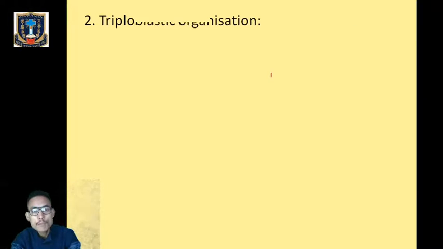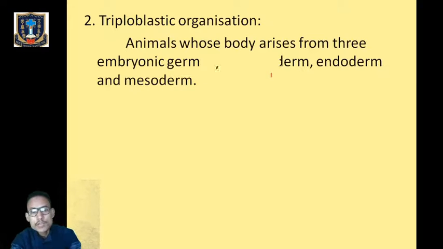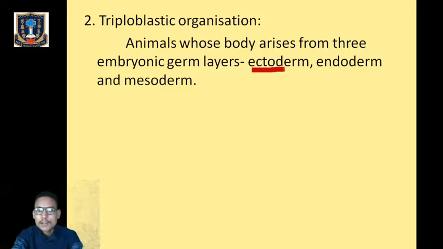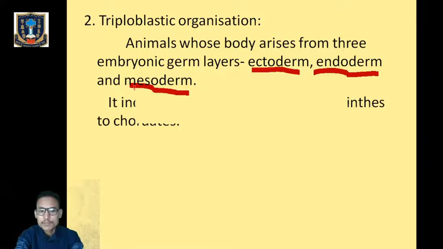Now let's go to triploblastic organization. Triplo means what? Tri means three. Those animals which are triploblastic have got three embryonic germ layers: the outer ectoderm, the inner endoderm, and in the middle we have got the mesoderm. Meso means middle. Ecto means outside, endo means inside, and meso means middle. Let's look at the diagram.